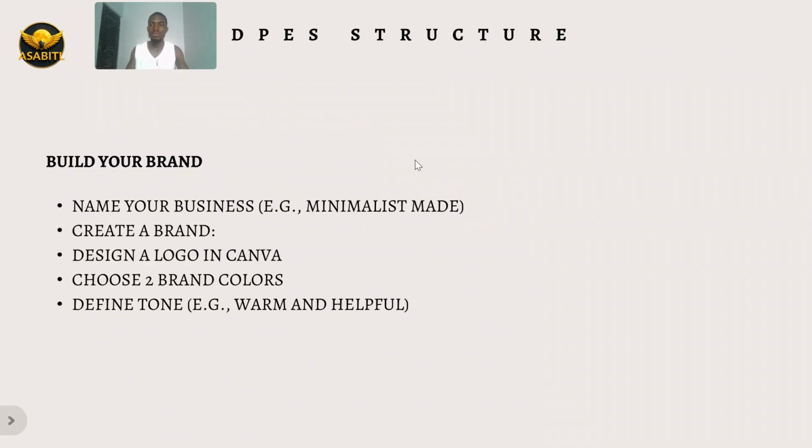And see what is next. So after you build your product, it's time to build your brand. When we talk about brand, we say, how are people going to know you? People know you through your brand. You understand? Unlike me, you see Asabi here, and that's my logo. So the same thing applies to you. You have to give your business a name, create a brand, design a logo in Canva, choose two colors, like mature colors that are going to look very, very mature. Then define your tone, let it look so attractive, warm and helpful, that if someone sees it, it will attract them to want to proceed.